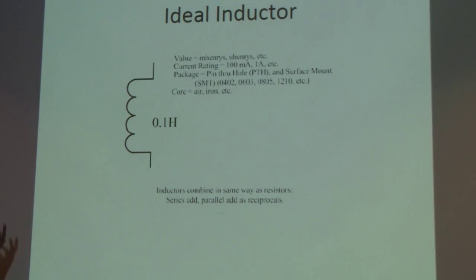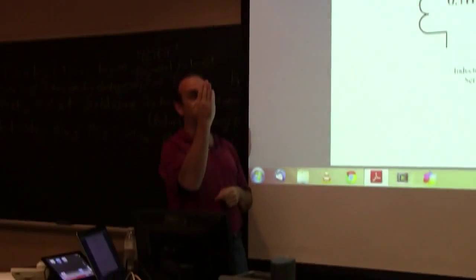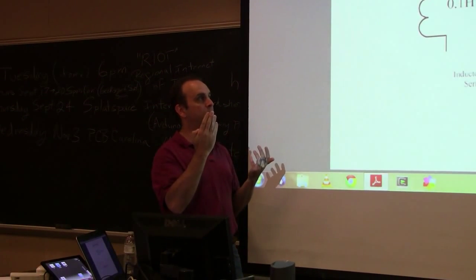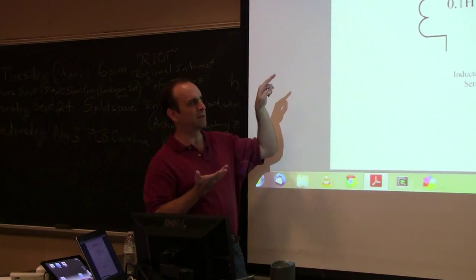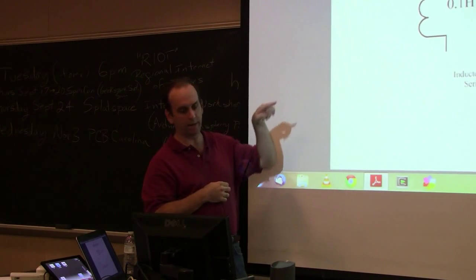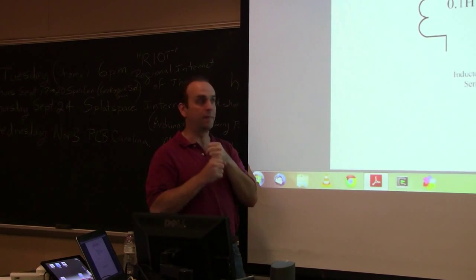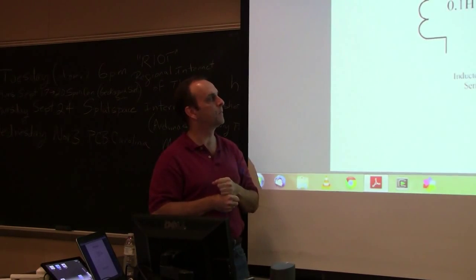The other parameters are pretty obvious. They come in different packages, just like capacitors and resistors. With an inductor, the secret sauce is the core. If I've got my bobbin or my wrap of wire, inside that is the core. It might be an air core, an iron core, a rare earth metal, or lots of different things. The core determines how well the inductor can concentrate the magnetic flux, and therefore what value of inductance you get and how much current it can carry.